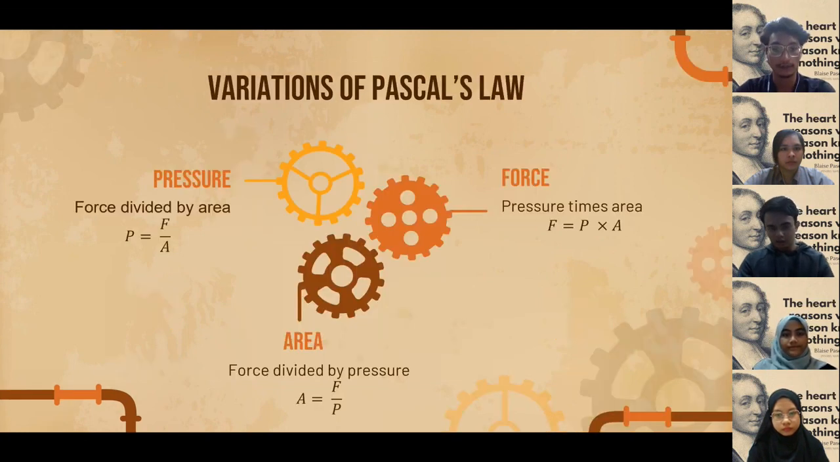As referred to in the slides, to find pressure, force must be divided by area: P equals F over A. To find force, pressure must be multiplied by area: F equals P times A. And to find area, force must be divided by pressure: A equals F over P. Furthermore, the formula can be derived even more. We will explain it later in the application of Pascal's law in our daily life.